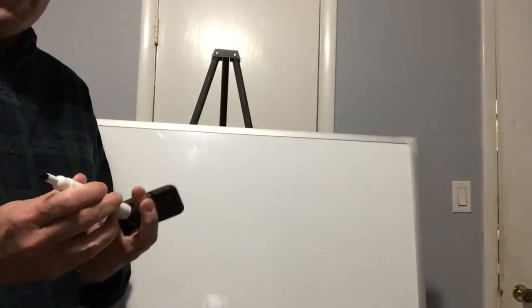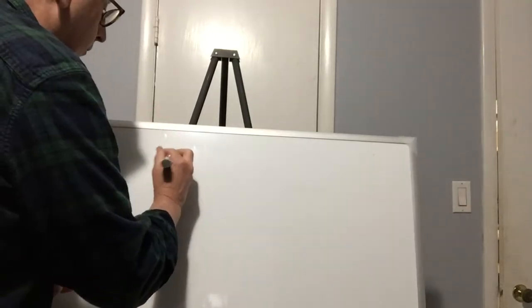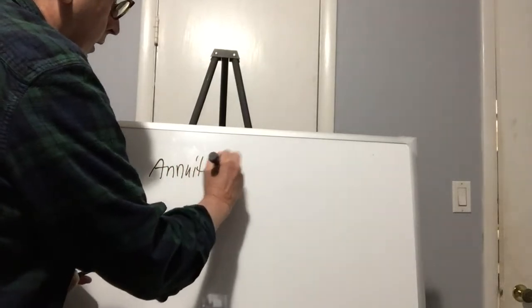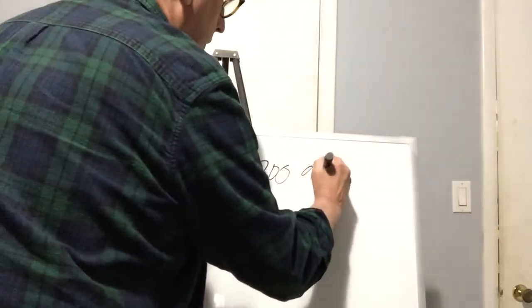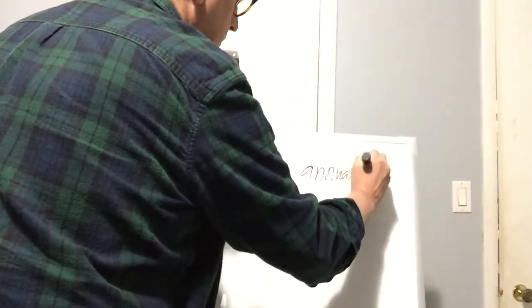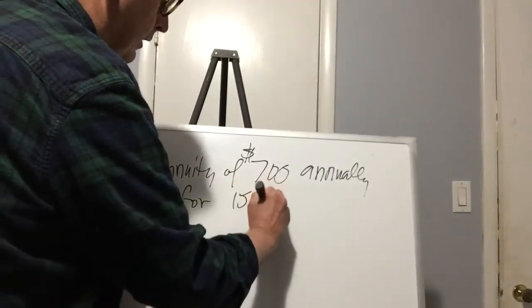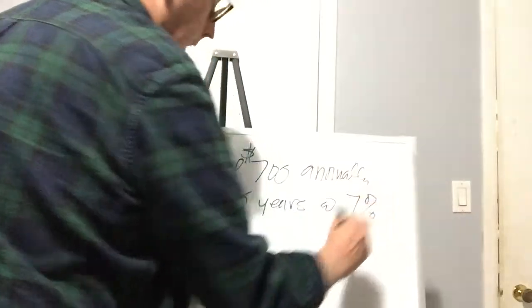Let's suppose that instead of just a single amount that you're putting in today, you're going to put in, as an ordinary annuity, an annuity of $700 annually for 15 years at 7%. Okay?